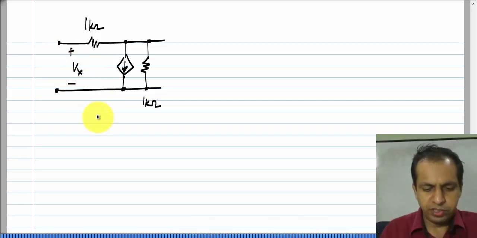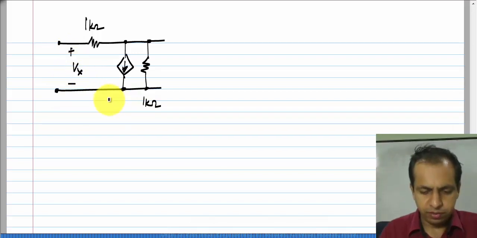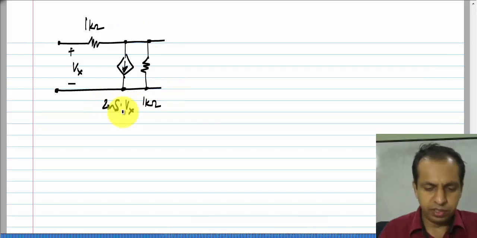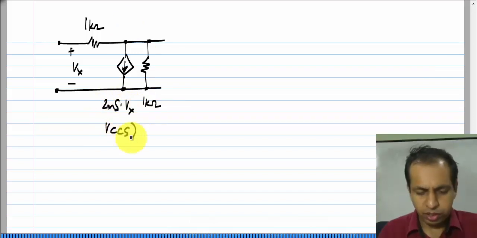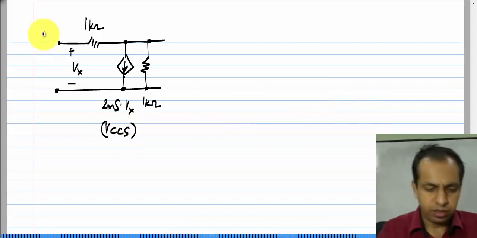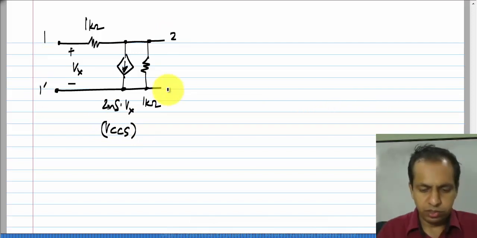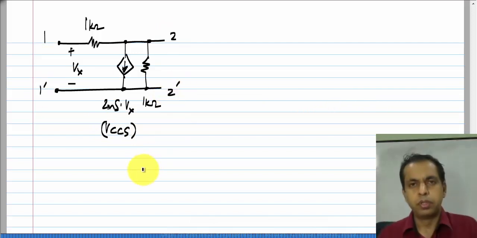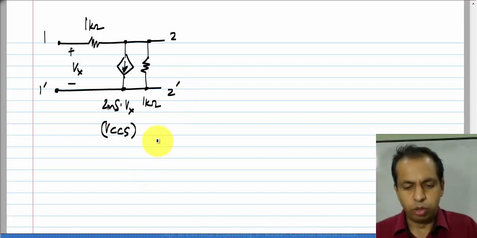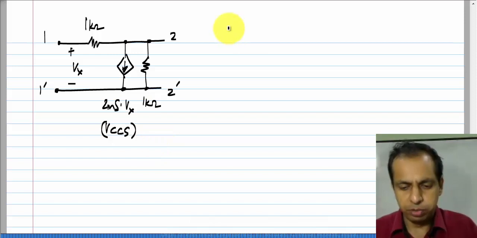Let me define this as Vx, and this is 2 millisiemens times Vx. It is a voltage controlled current source. Okay, and this is port 1, this is port 2. So, how do we go about determining the Y parameters of this? Again, exactly the same algorithm as before.